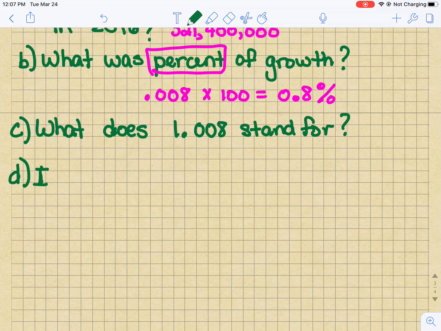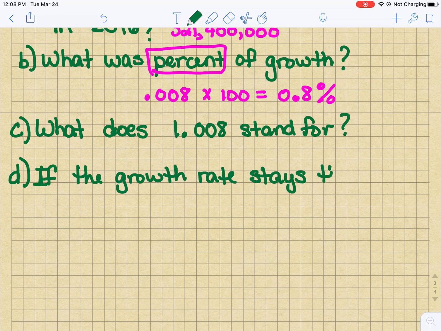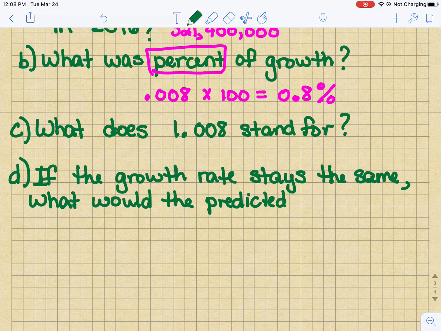If the growth rate stays the same, what would the predicted population be in 2030? Again, this is a prediction. This doesn't take into account everything that's going on right now. So we just have to go with that, okay?